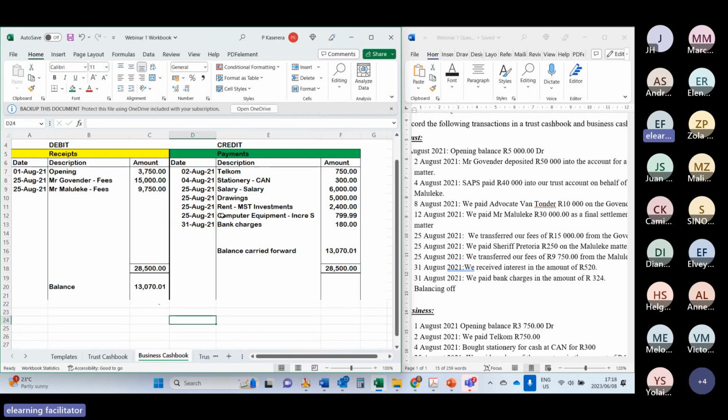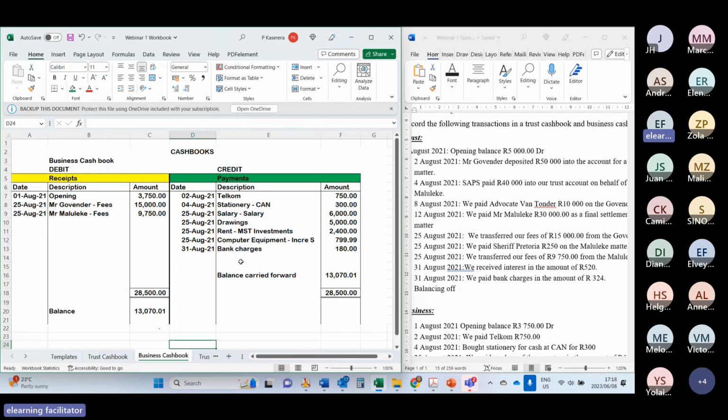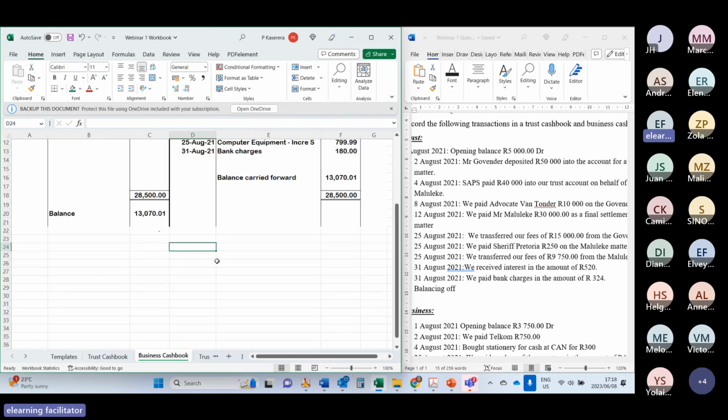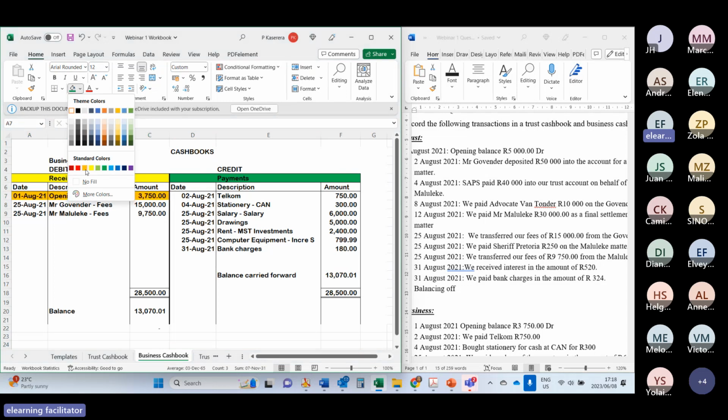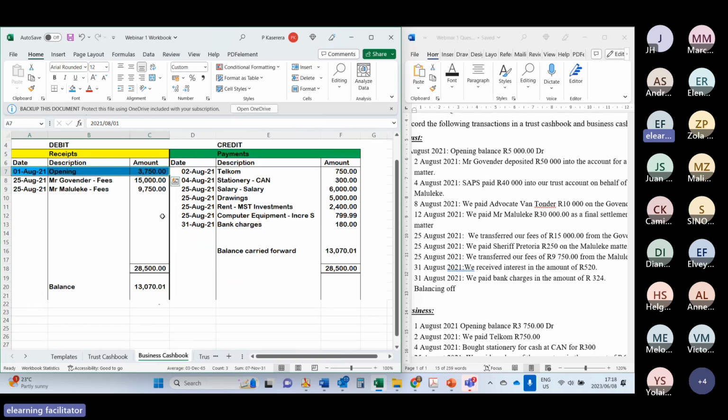Okay, so on our business cash book, we also do the same, the double entry. So we've got our opening balance. Also in this case, I don't have a narration to say what is making up our opening balance. It could be that it's money belonging to the practitioner. It could be that it's our retained income, our retained profit that we brought from previous years. So I'm going to leave that one out, but in our assignments we would explain that to you.